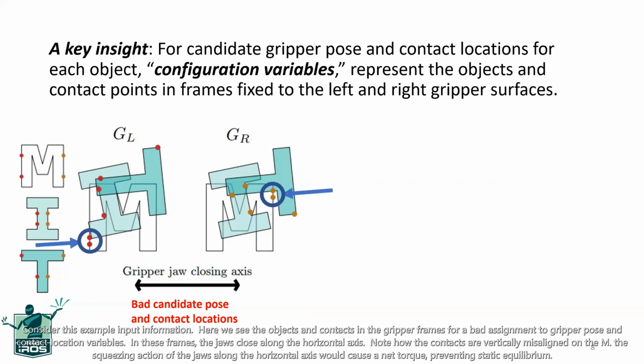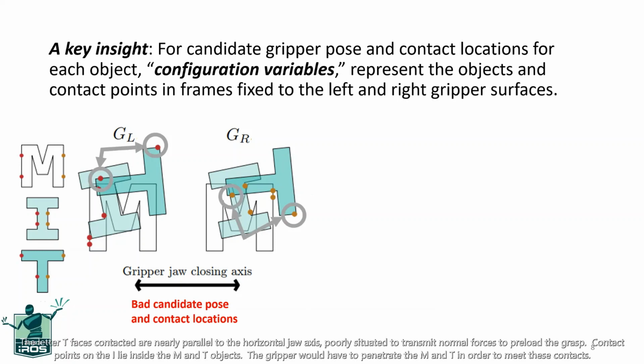Note how the contacts are vertically misaligned on the M. The squeezing action of the jaws along the horizontal axis would cause a net torque, preventing static equilibrium. The letter T faces contacted are nearly parallel to the horizontal jaw axis, poorly situated to transmit normal forces to preload the grasp. Contact points on the I lie inside the M and T objects. The gripper would have to penetrate the M and T in order to meet these contacts.